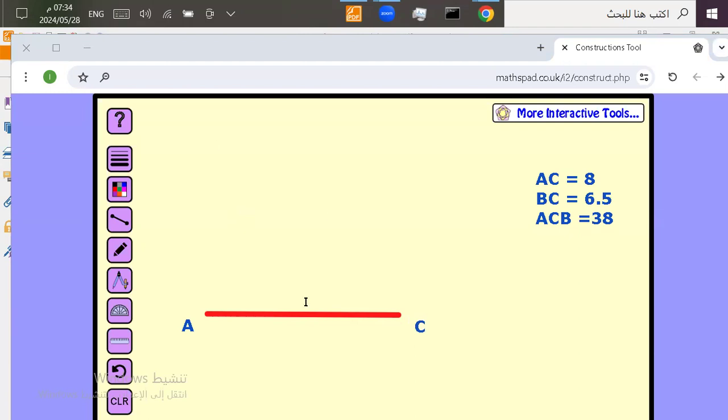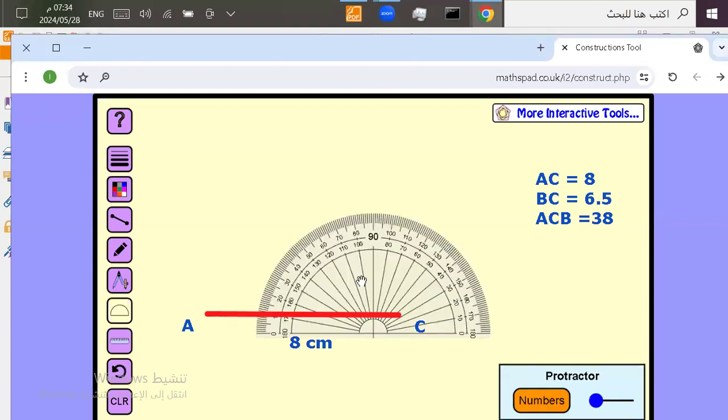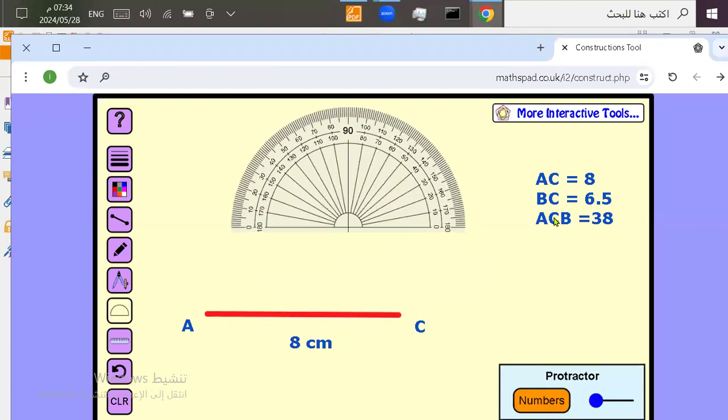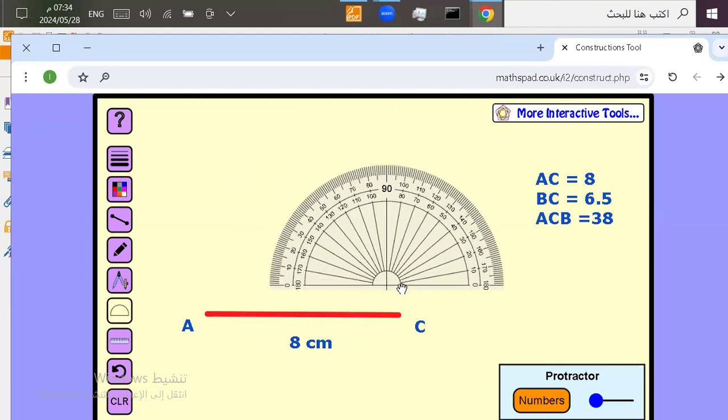Now we're going to draw the rest of the triangle using accurate drawing. This is 8 centimeters. So we're going to use a protractor to find the angle ACB and then draw BC with 6.5 centimeters. So first we take the protractor. We need ACB. The letter in the middle is the place of the angle. So this is C here.